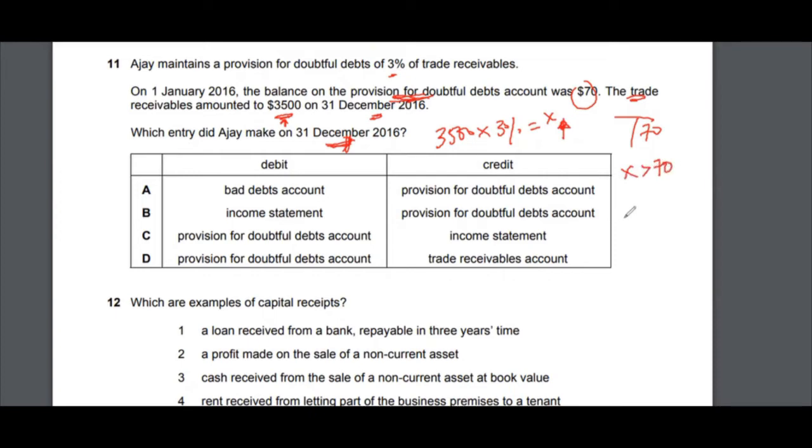So how would you record that? The correct entry would be debit provision for doubtful debts in the income statement and then credit provision for doubtful debts. So the correct answer to multiple choice 11 is option B.